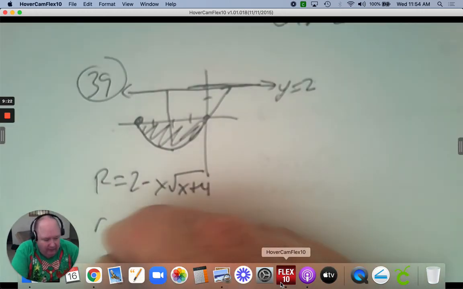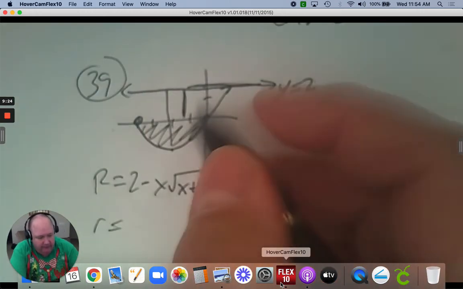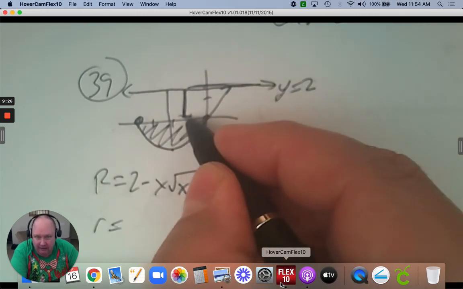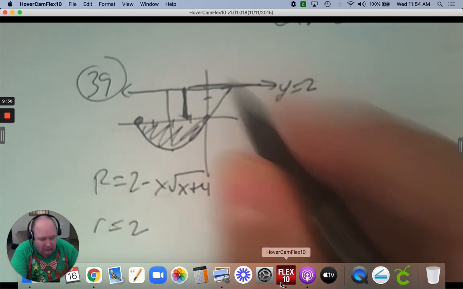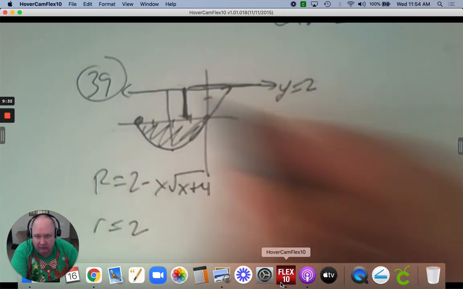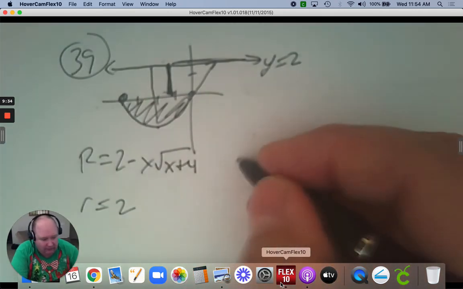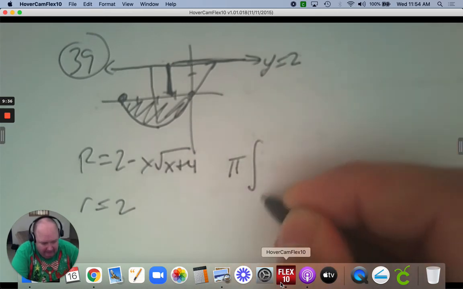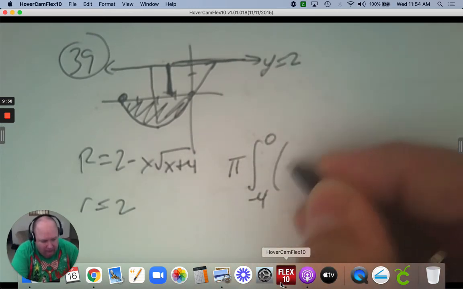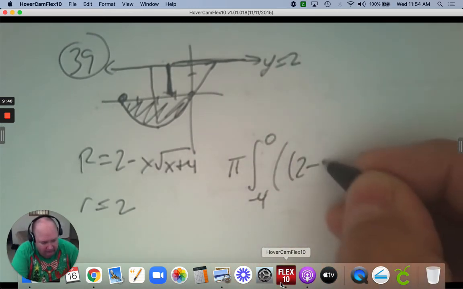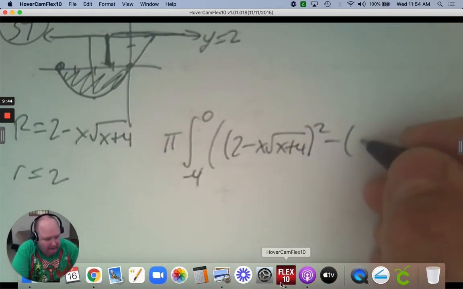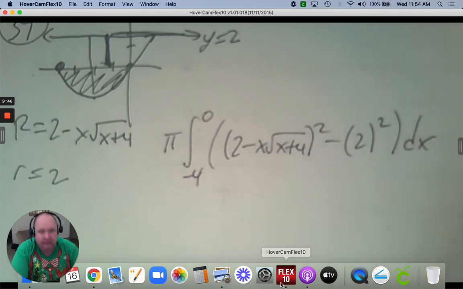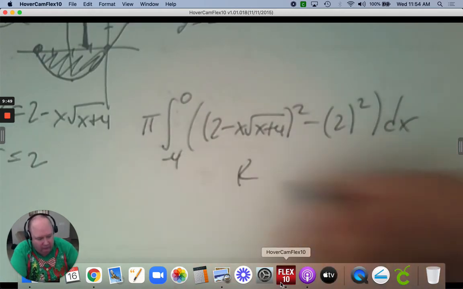And then we need a little radius. That goes from the top to the beginning of it. Now that's just 2. So the small radius is just 2. Top, subtract bottom, it's just 2. So this is what I'm going to use for my setup. So it's pi. It goes negative 4 to 0. And then the big radius, and you square it. Subtract the little radius and square it. And you have your setup. So this is your big R and your little r.